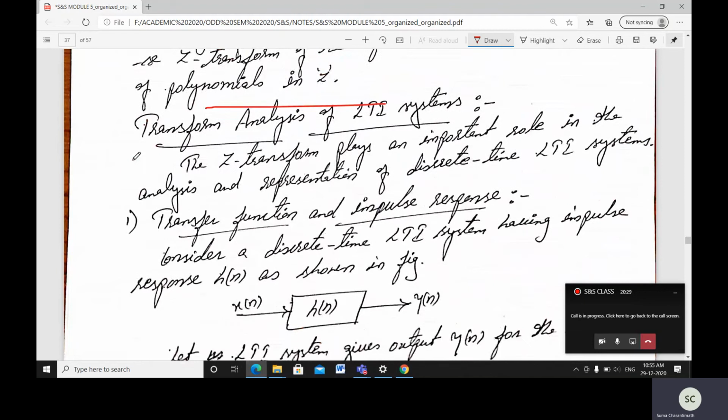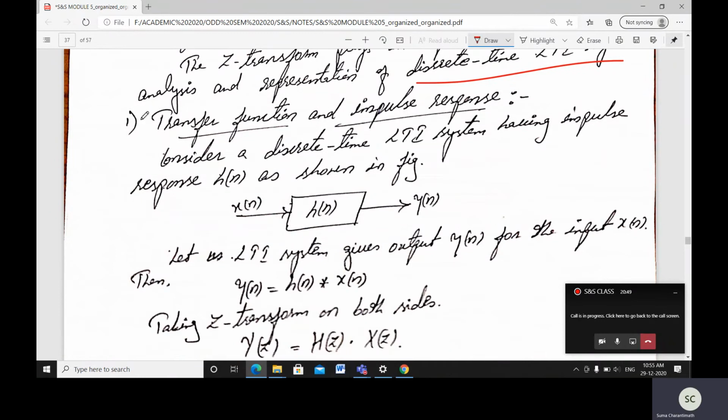Next topic, a small topic, is the transfer analysis of LTI systems. The Z transform plays a very important role in the analysis and representation of discrete time LTI systems. For that reason we will learn some transfer analysis of LTI systems. The first is the transfer function and the impulse response. Consider a discrete time LTI system having impulse response h of n. This we already learned in our two modules, along with what x of n means. Okay, h of n is our impulse response.